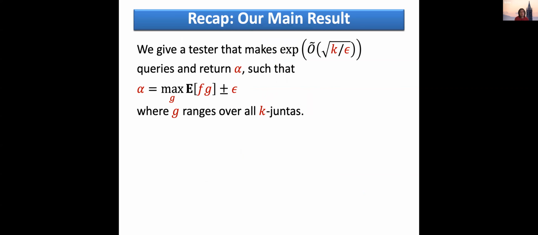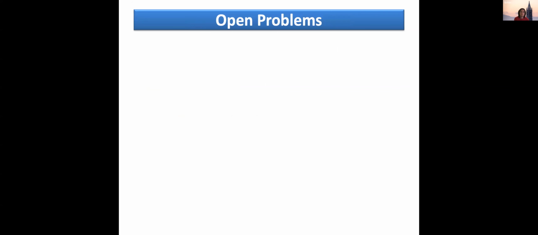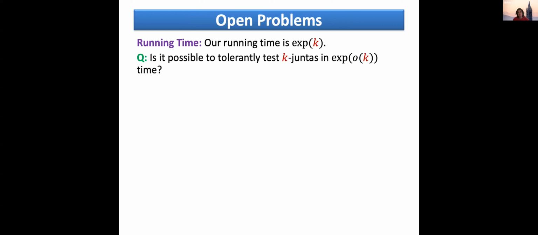So to recap, our main result is that we give a tester that makes sub-exponential, exponential in square root k, many queries. And we are giving an additive epsilon error estimate to the correlation with the nearest k-junta. And just to mention a few open problems. First, our running time, as we mentioned, is exponential in k. So a natural question is, is it possible to tolerantly test k-juntas in less than that amount of time? We think it's not possible, but we don't know.